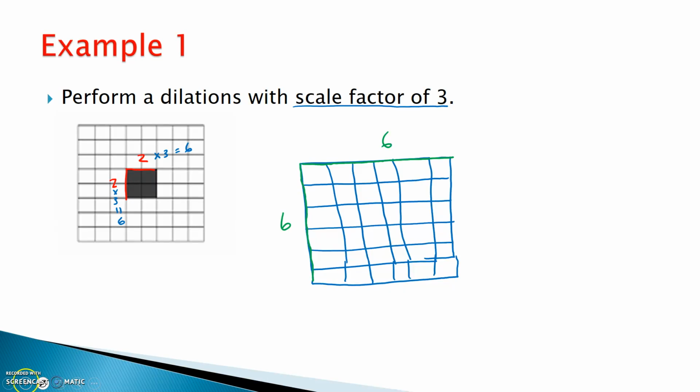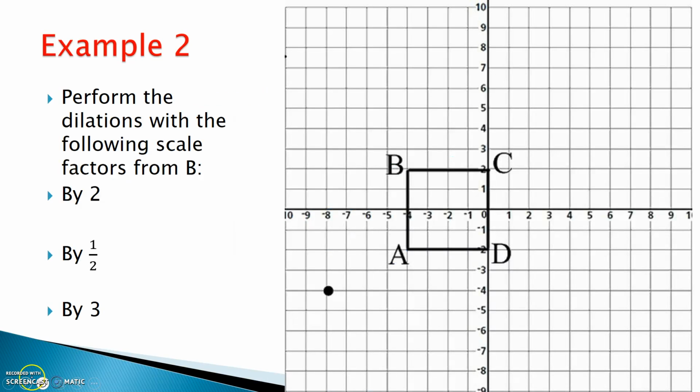Here's your tougher type of example. So let's jump into it. Graph the square A, B, C, D. Take a second, pause it right here, and we're going to perform the following dilations. This is really the expectation for today. Once you have it, here we go.